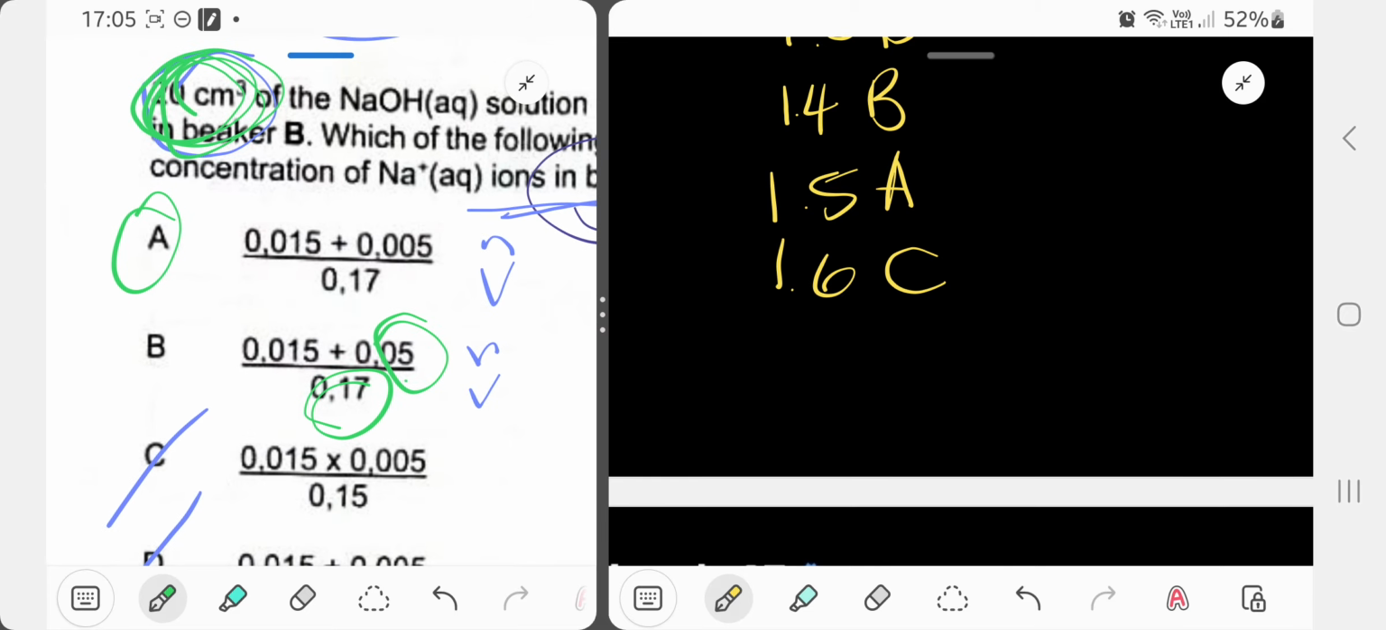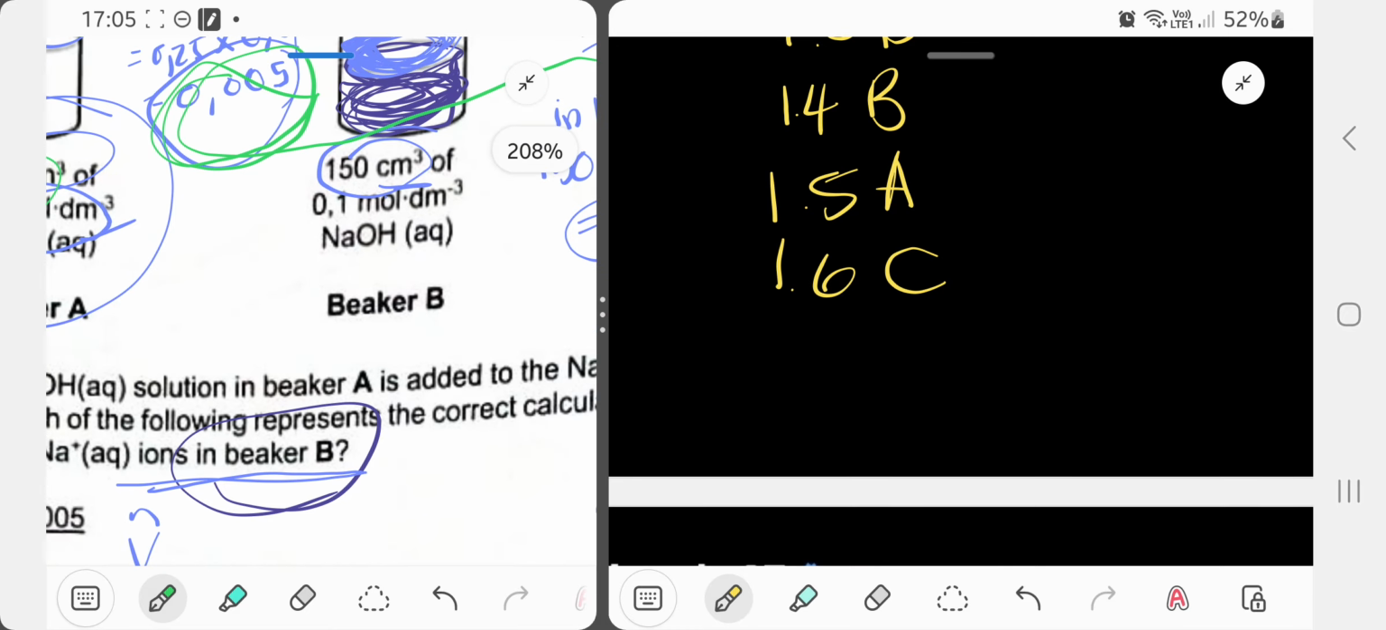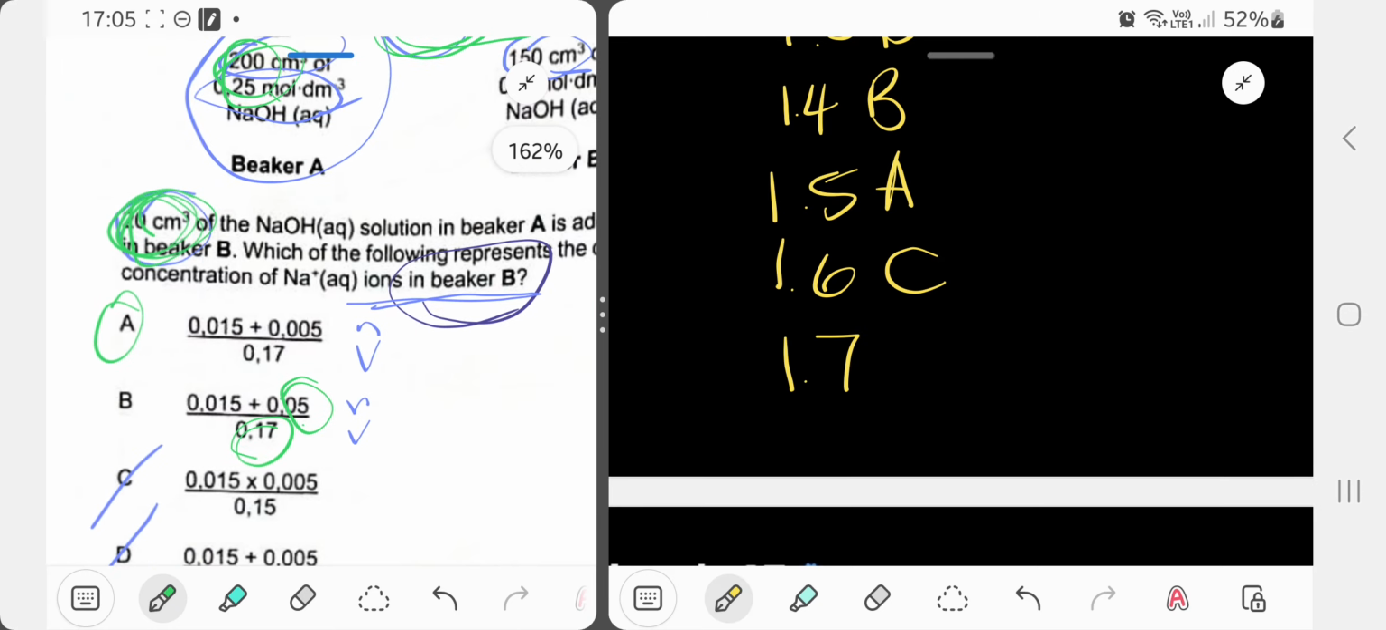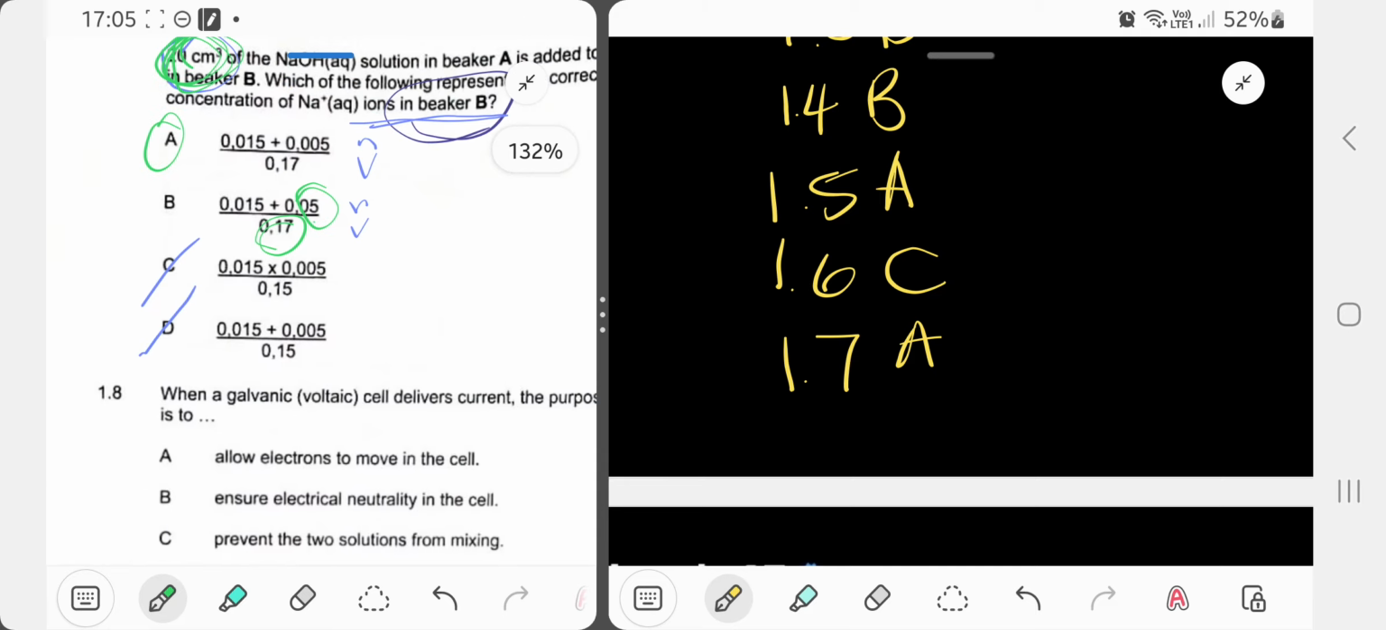Okay. So let's just make sure we watch out. Okay, and then let's move on. So 1.7, our answer can be A. All right, let's just move on.